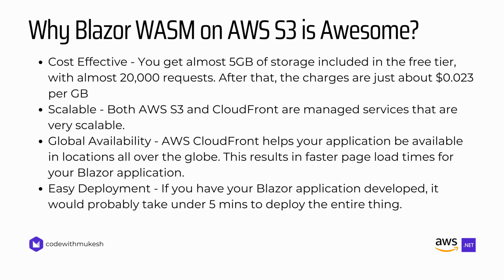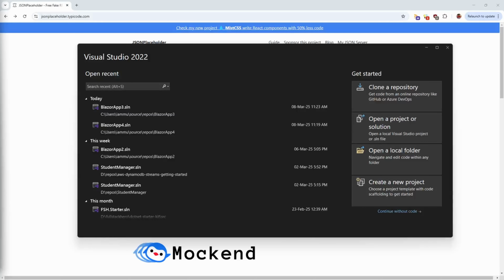Also, since we are using AWS CloudFront, it helps our application to be available in locations all over the globe. This results in faster page load times for your Blazor application. Finally, it's also easily deployable. So if you have your Blazor application developed, it would take probably under 5 minutes to deploy this entire thing. It's also very easy to automate the entire process with some kind of CD pipeline, maybe something like GitHub Actions. Let's start building our Blazor application.